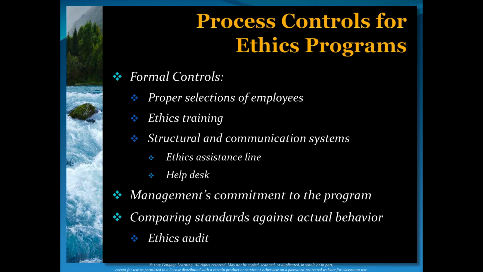Process controls for ethics programs. 3 types of controls are involved with implementing and managing an ethics program. Formal controls for business ethics include input controls that provide the proper tools and resources, for example, proper selection of employees, ethics training, and structural systems, including communication systems. Next, we have process controls, which include management's commitment to the ethics program and the methods or system for evaluation. And the third, output controls, which involve setting standards against actual behavior. One of the most popular methods of evaluating ethical performance is an ethics audit.